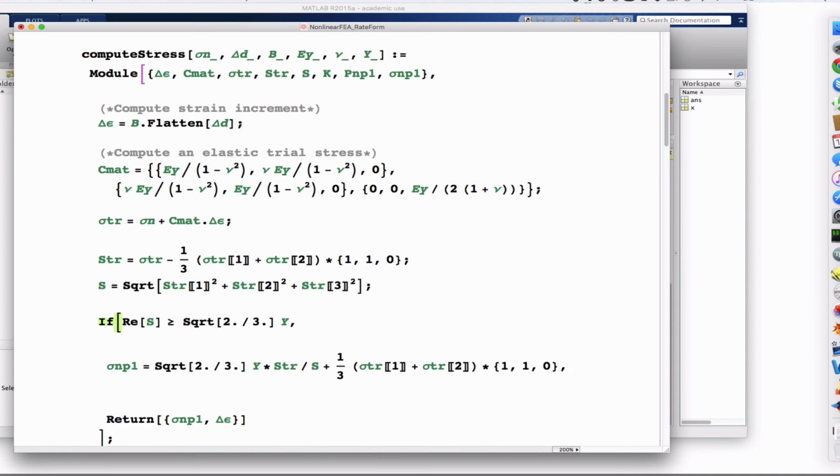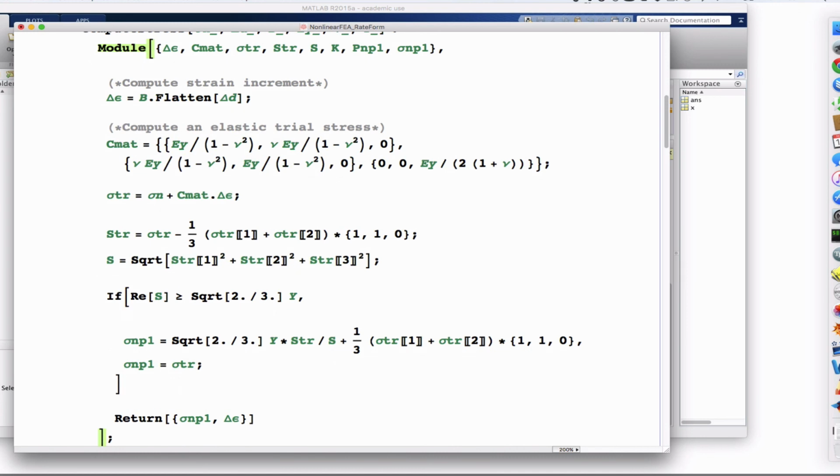If it's not plastic, so now I'm in the else bracket, right? So I said if this is true, update the stress with that, comma, now I'm in the else bracket. So now I'm saying else, if this is not true, I'm elastic. And the new stress is the trial stress. And I think that's it.